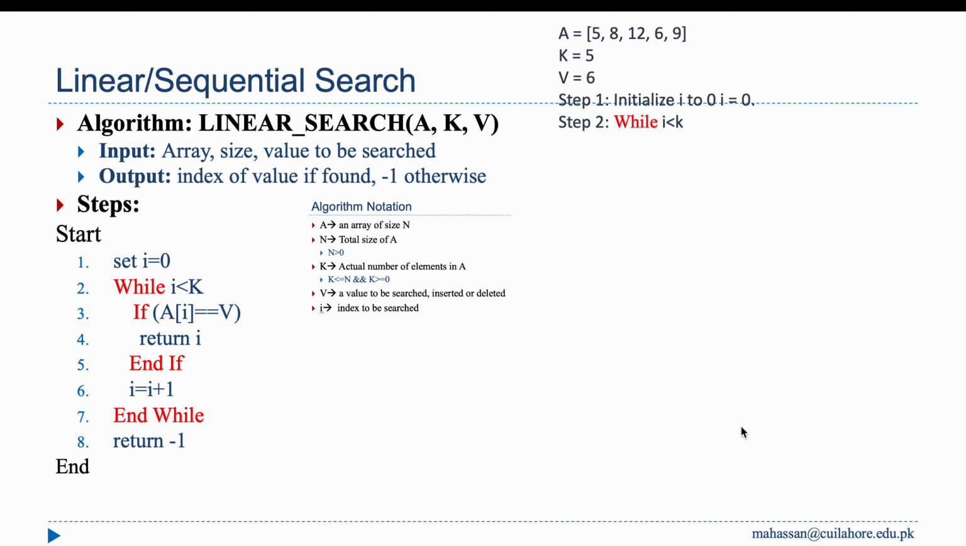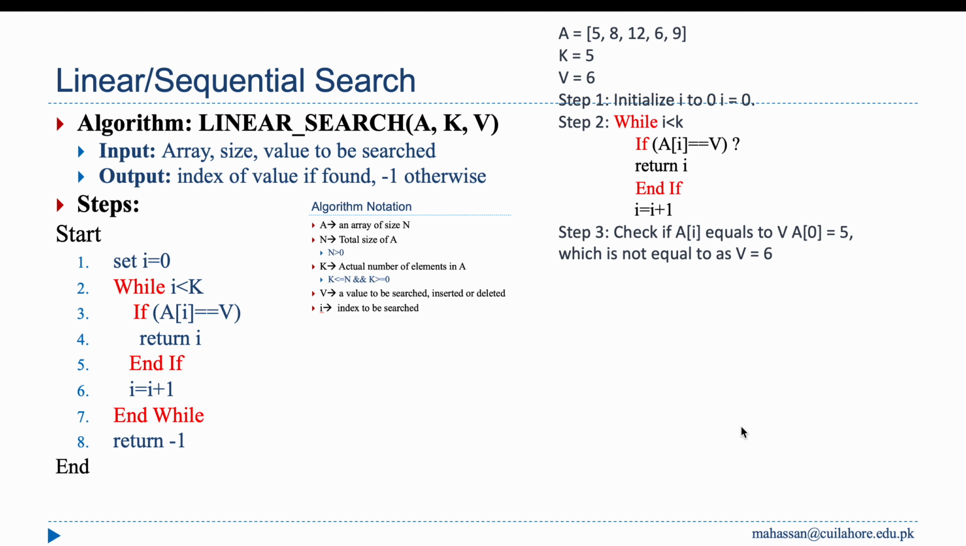In this example, k is 5. On each iteration of the loop, the algorithm checks whether the current element at index I is equal to the value v we are searching for. If it is, then the algorithm immediately returns the index I, indicating that the value was found in the array. If it's not, then the algorithm increments the index I by 1 and continues to the next iteration of the loop. In our example, the algorithm would first check the element at index 0, which is 5.